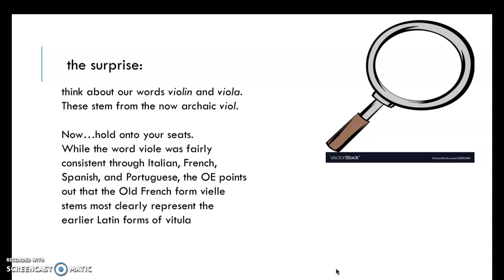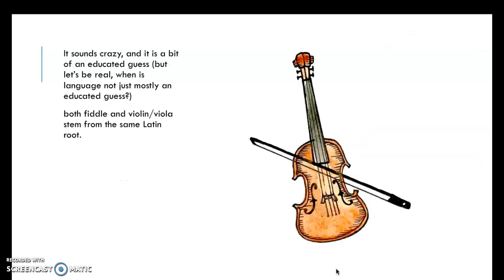So the word viol was fairly consistent through Italian, French, Spanish, Portuguese. And the OED, sorry, there's a typo in the PowerPoint, points out that the Old French form viel stems most clearly representative of the earlier Latin forms of vitula. So both the word violin and fiddle stem from the same Latin root, even though they ended up meaning quite different things.